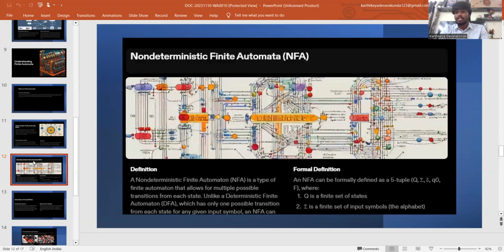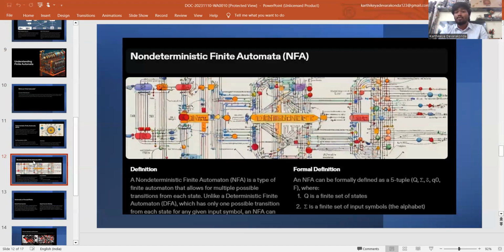Now we will discuss the NFA, non-deterministic finite automata. The definition of an NFA: a non-deterministic finite automaton is a type of finite automaton that allows for multiple possible transitions for each state, unlike a deterministic finite automaton, DFA, which has only one possible transition for each state for any given input symbol. Now we discuss the formal definition.